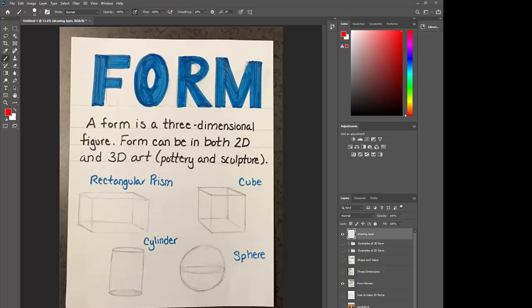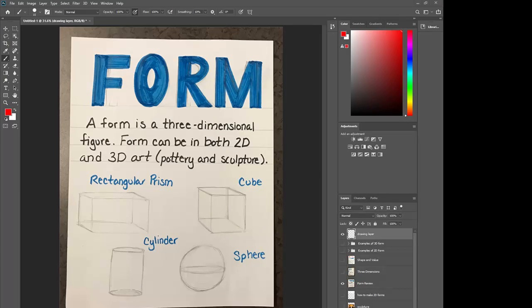Form is an element of art. It's three-dimensional and encloses space. And like shape, form has length and width, but it also has depth. Okay? Form can also be geometric, like we have in the examples right here, or it can be free form or organic.